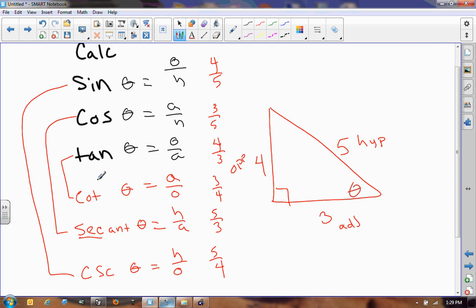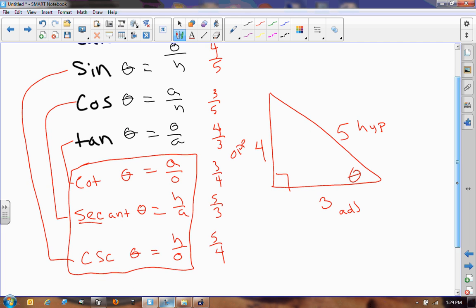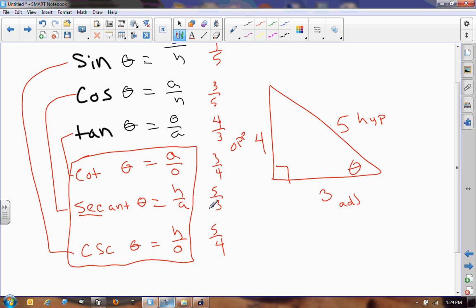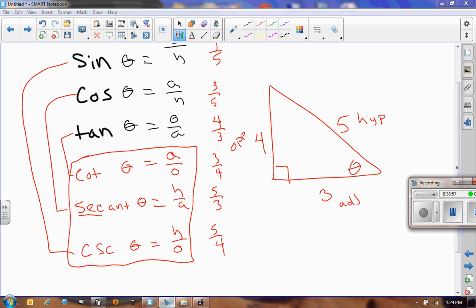Your calculator does not have these buttons. If you're asked to calculate those, calculate the sine, the cosine, or the tangent, and take 1 divided by that answer. You shouldn't be. If you just have the ratio, that's all you need. You really don't need anything else.